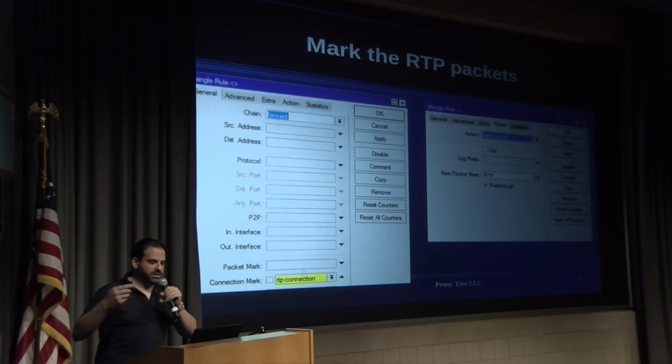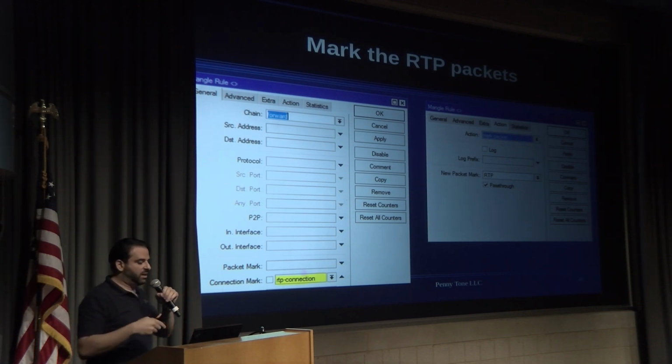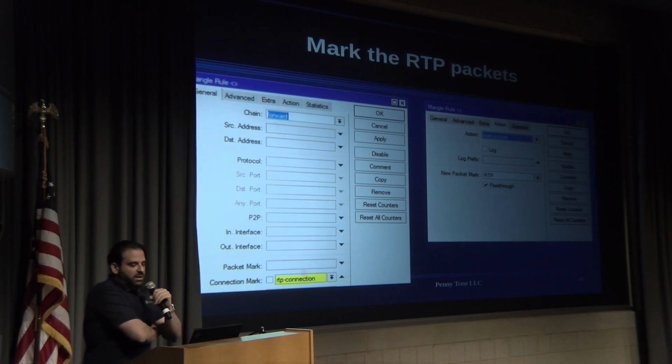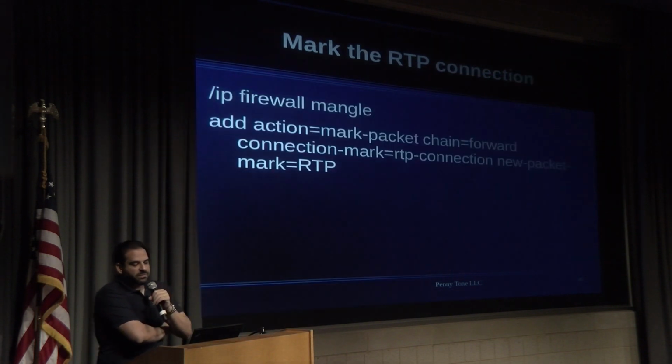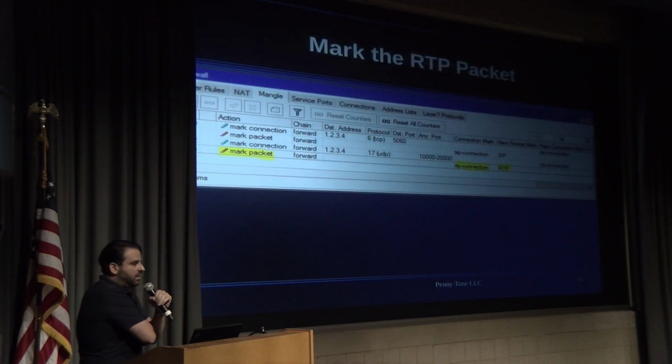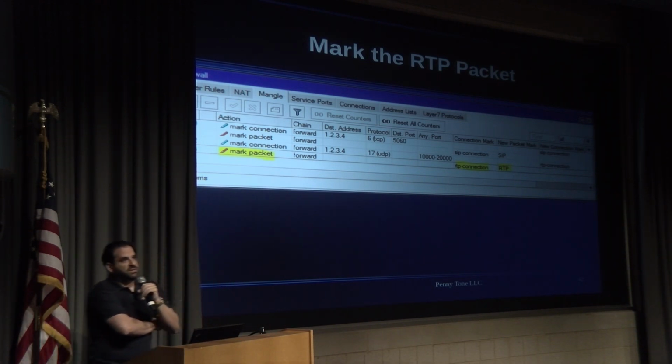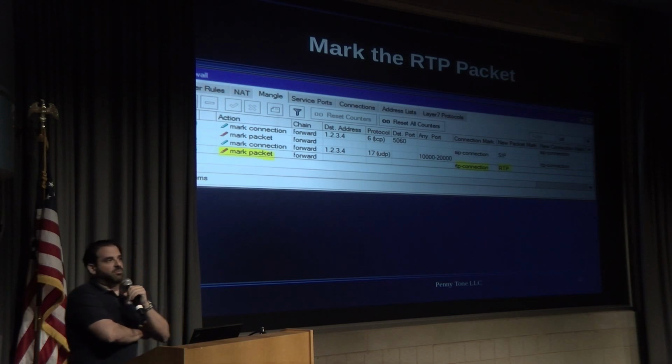All right, and then same exact process. Mark the RTP packet with a packet mark, chain forward. Connection mark is going to be RTP connection. That's all we have to look for now. And again, the action is mark the packet with the word RTP. There's your command line. There it is in your Mangle list. So we've actually just created 4 rules. Even though it's a 2-step process, it does save processor time.